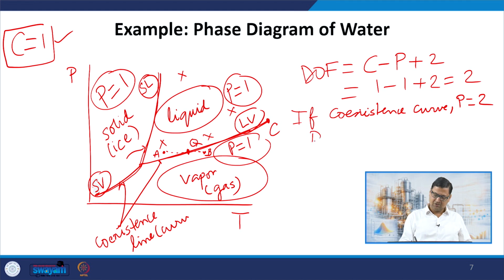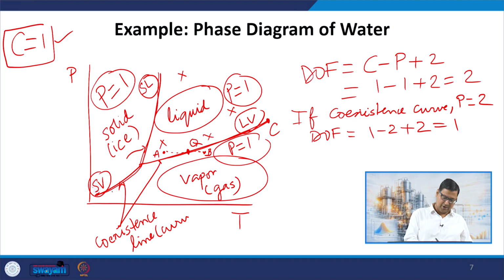So, now we have DOF is equal to C minus P plus 2. C is still 1, but P is now 2, and there is a 2 there. So, it becomes 1. So, now we have freedom to choose only one of the parameters. Why is that? Think about it.